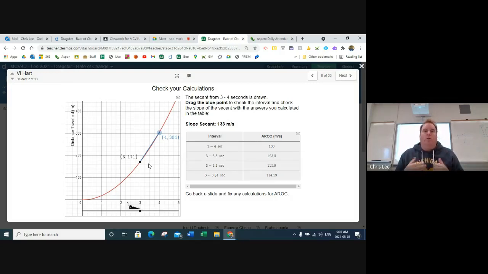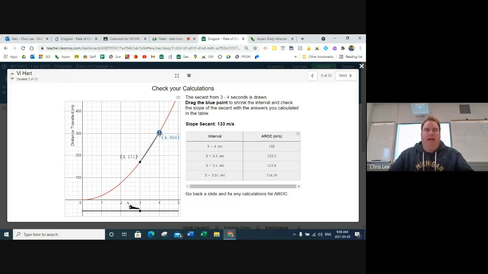All right. So what we have here then is the slope of this big secant from 3 to 4 seconds is 133. And it's a pretty good representation of what's going on between 3 and 4 seconds. But if you stop and think about it, because it's a dragster going so fast and the acceleration is so quick, at 3 seconds, the speed is one thing, and at 4 seconds, the speed is different. So the average speed is going to be a little bit different.